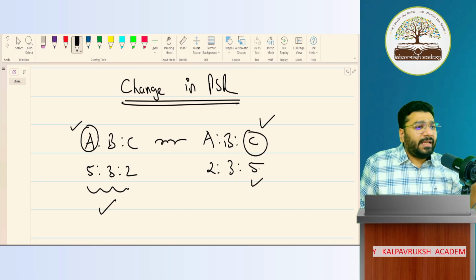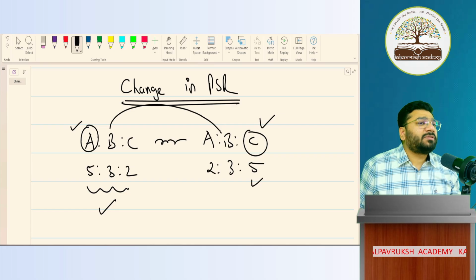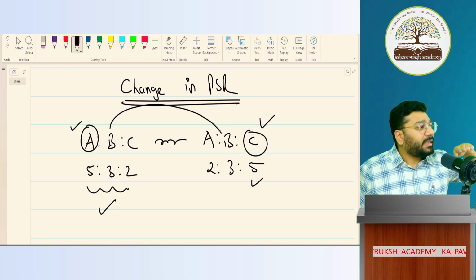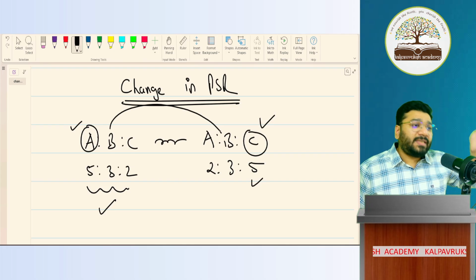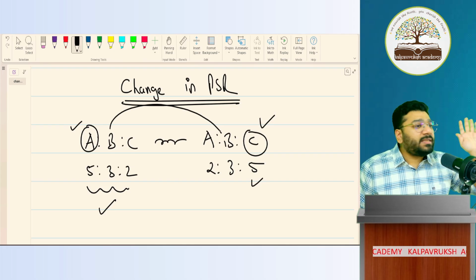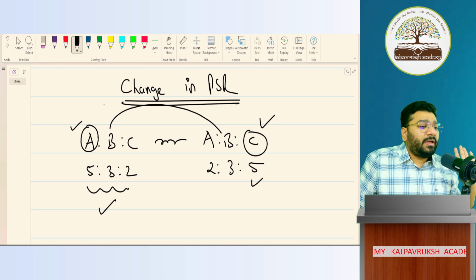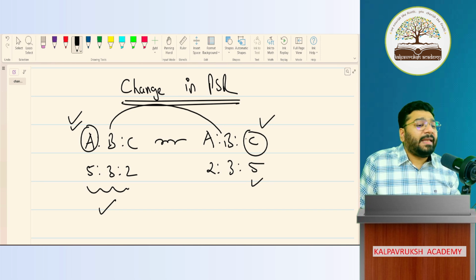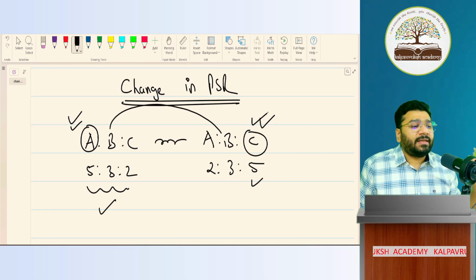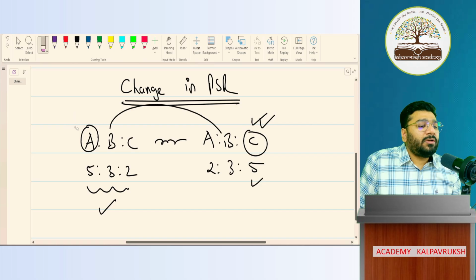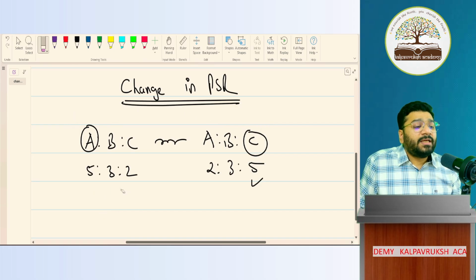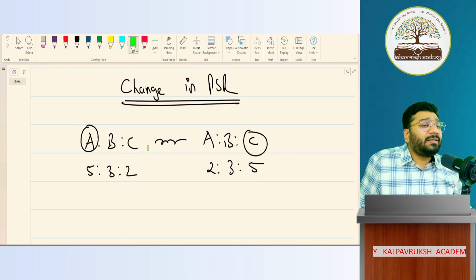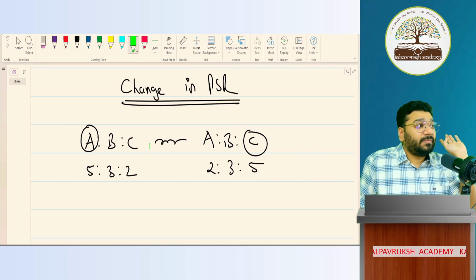What about B, sir? In this example, B, no change. Means what kind of work he was doing before change, the same kind of work he's doing after change also. His role has not changed. So A's role, the hardworking role, has been taken over by C. Got it, not got it. So now there is a profit sharing ratio undergoing a change. Got it, not got it. This concept is called as change in profit sharing ratio among the existing partner.